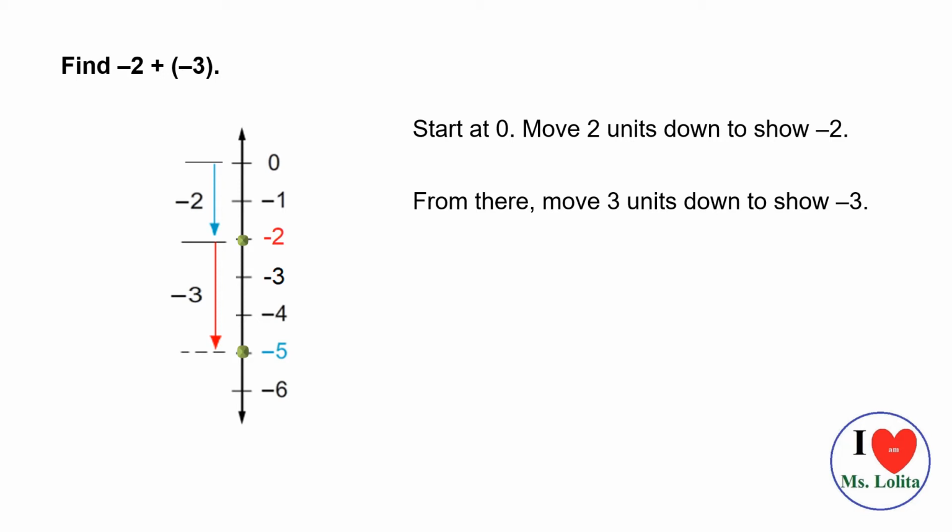Correspondingly, once we move 2 units down and another 3 units down, we're going to land on negative 5. Therefore, negative 2 plus negative 3 will give us negative 5. We're just going to add the 2 negative integers and the answer will be negative also.